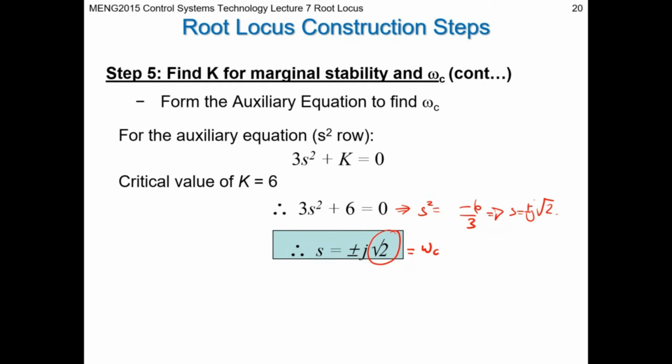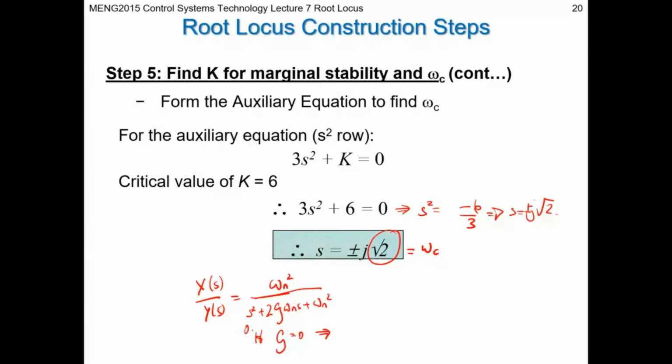Now, this corresponds directly to a situation which is like a second order system that's marginally damped, and we did look at that before as well. If we have the prototype second order system, if zeta equals 0, that means you have no damping. That means this term goes to 0. So in that case, a system which is in marginal stability, there's no damping, so it's just going to oscillate forever. Omega n squared over s squared plus omega n squared.